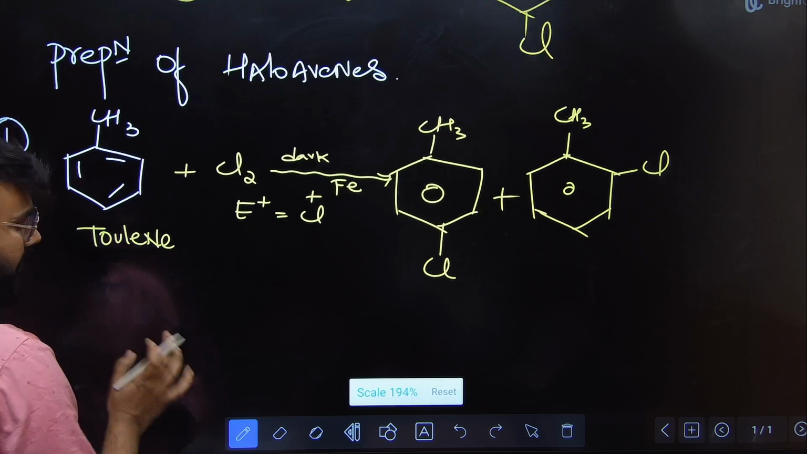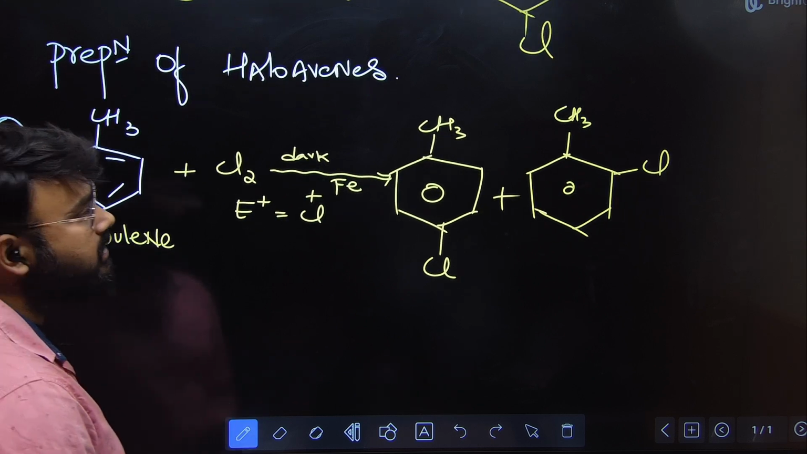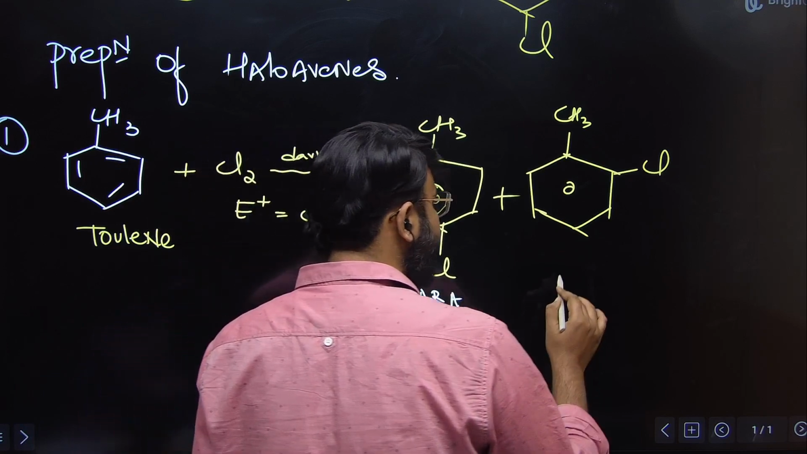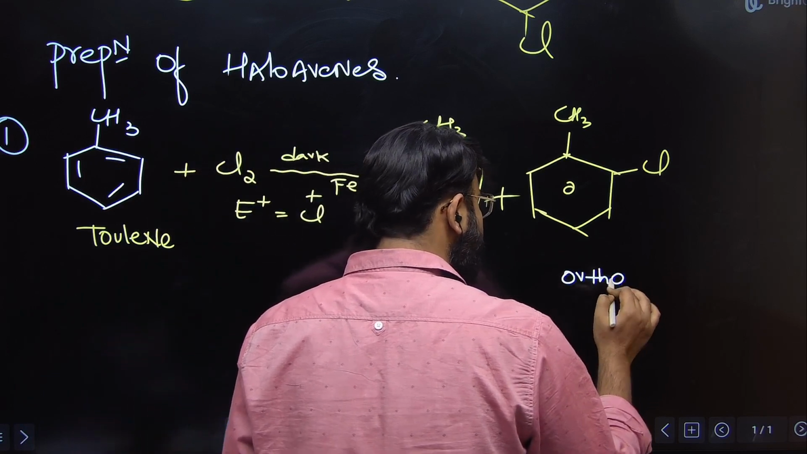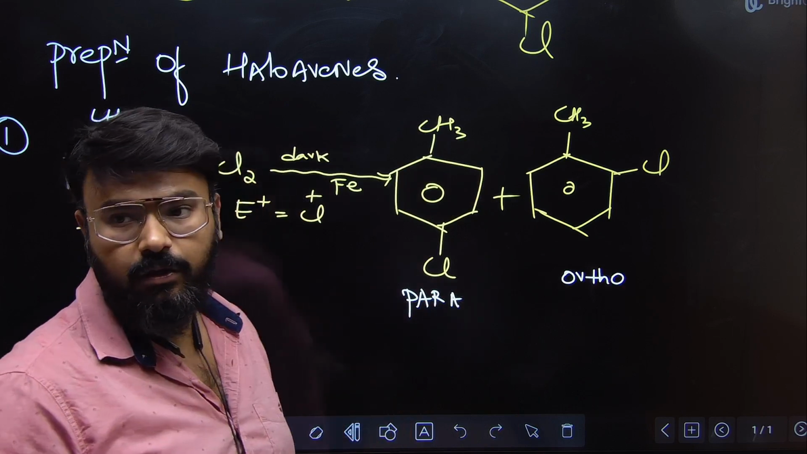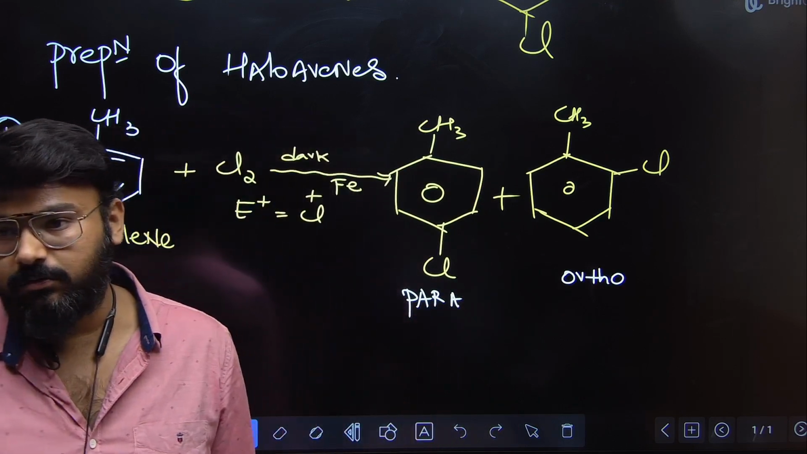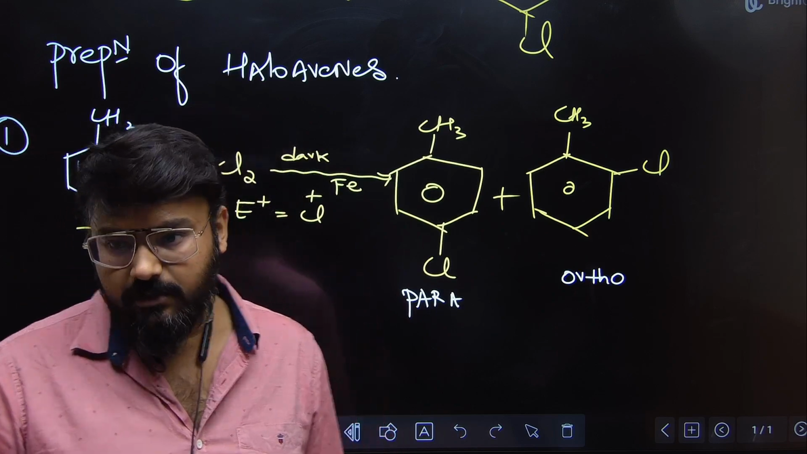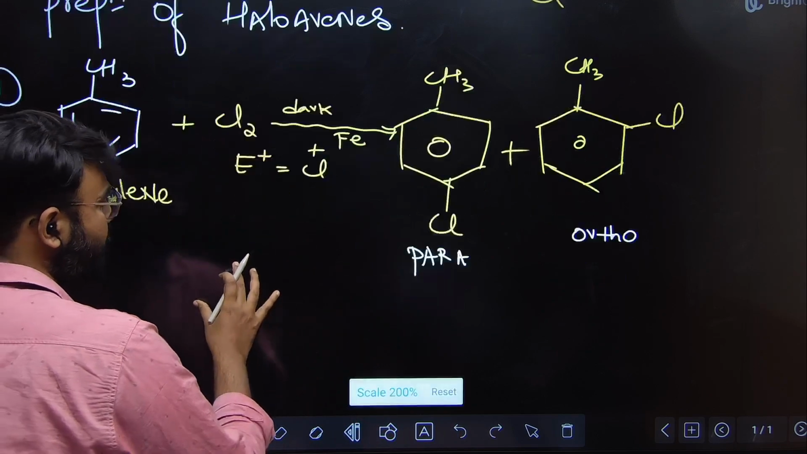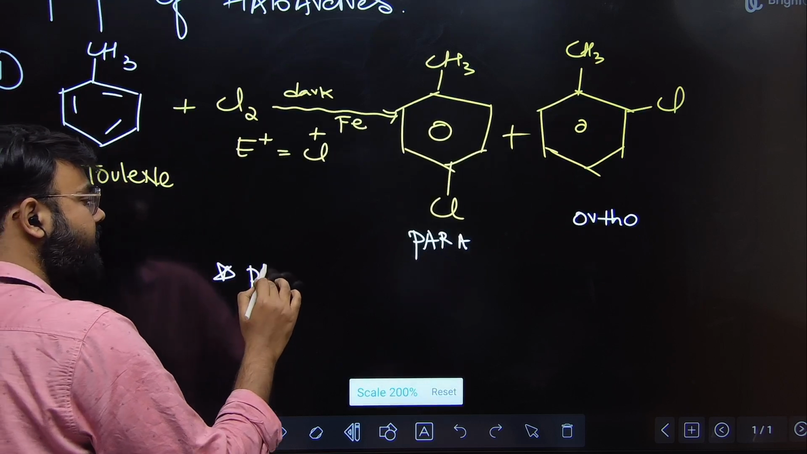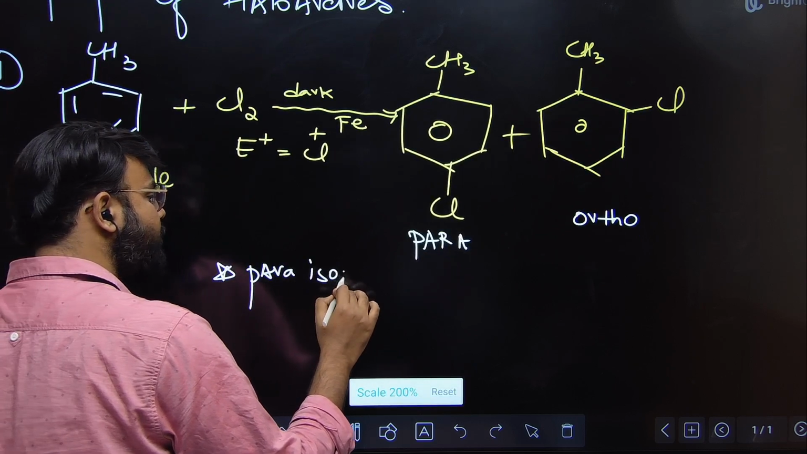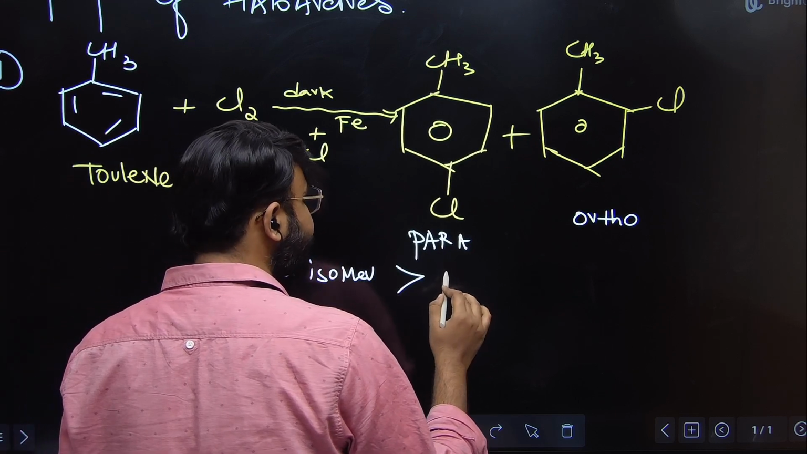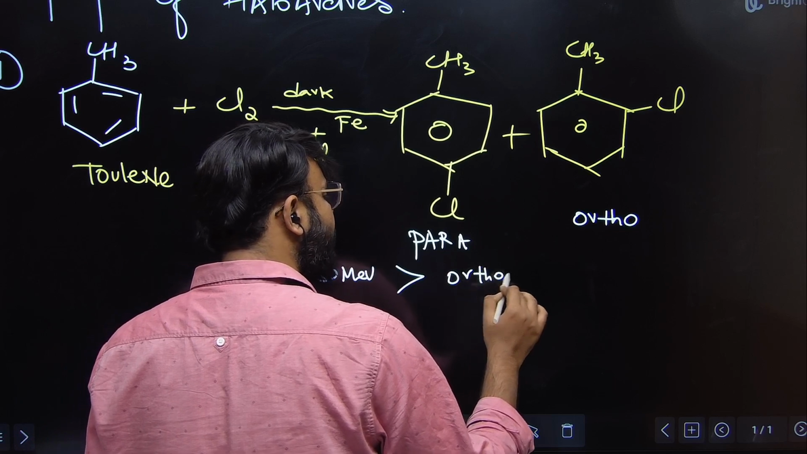And guys, remember one more thing. If they ask you, this is a para isomer, and this is an ortho isomer. If they ask you, between para and ortho, both the isomers, how are their melting points? So you have to write a note: para isomer has more melting point than ortho isomer, okay?